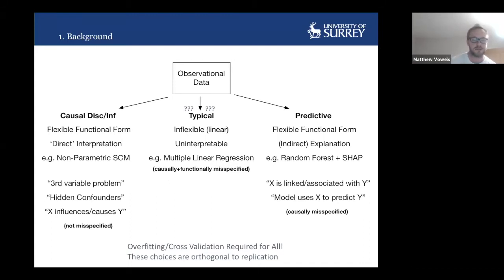So let's start with the typical route in the middle. These are typically very inflexible models. They're linear models. They don't do justice to the underlying data generating process and the complexity of the phenomena we're dealing with. There's a reason why we don't just use linear regression when we send rockets up to space, but we also have to bear in mind that humans are far more complex, stochastic and dynamic than a rocket is. These models are typically uninterpretable as a result of their inflexibility and their inappropriateness for the task. An example would be multiple linear regression, which is both causally and functionally misspecified most of the time. That's the route that most people take, I think, and it's highly problematic.